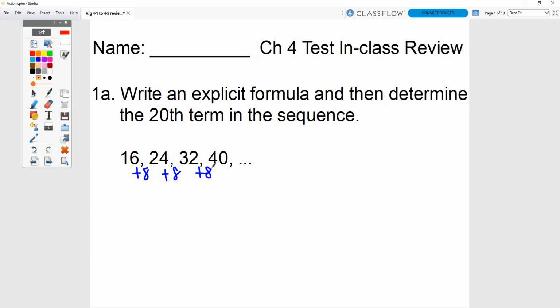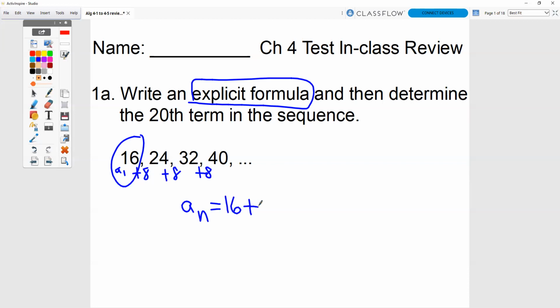We want to write the explicit formula. So when we write the explicit formula, it is a sub n, the term that you want, equals the first term. All right, this would be your first term, a sub 1, which is 16, plus your common difference. The common difference is what you're adding by each time. So plus 8 times n minus 1. That is your explicit formula.